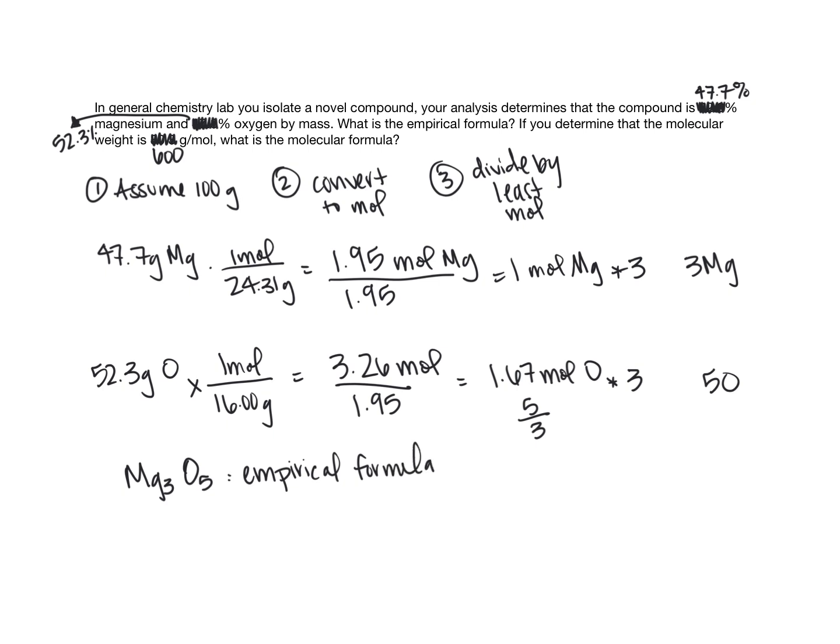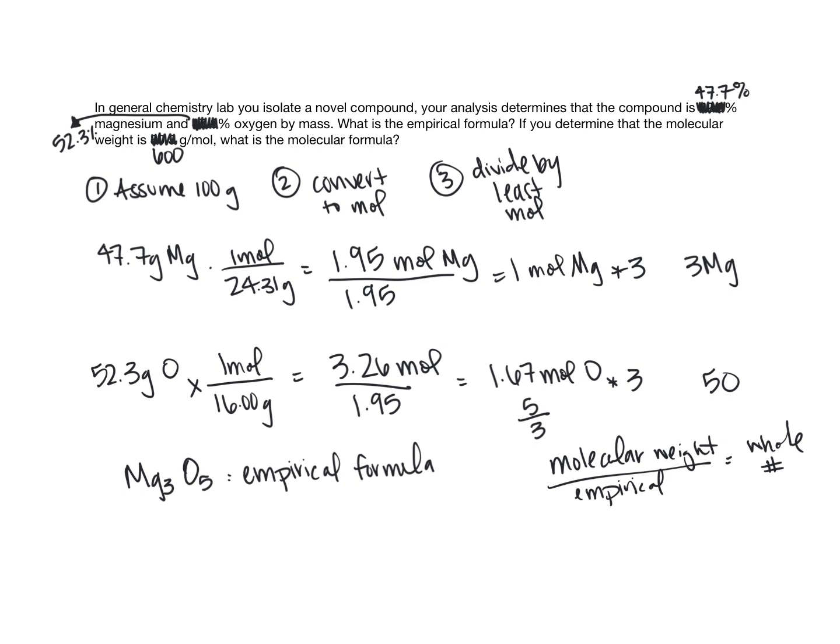The remainder of the question asks for the molecular formula. So the molecular formula can be determined by taking the molecular weight and dividing that by the empirical weight. And this should give us a whole value. And so that whole number is going to allow us to determine what we should multiply the subscript by.